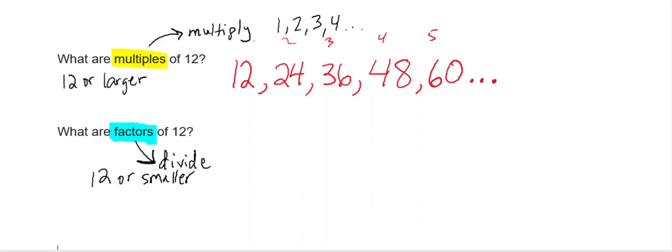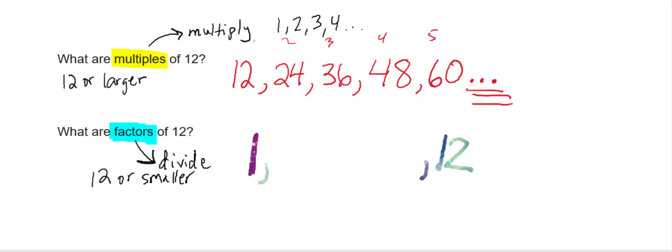Multiples will continue. Whereas factors have a specific list and it is not going to continue like multiples. There are an exact number of factors. When I'm finding my factors, I always start with 1. 1 divides into everything. 1 times what is 12? 12 is the largest factor. So I'm going to put it down here at the end of the list. I'm going to put 1 here at the beginning of the list. 1 is the smallest factor. 12 is the biggest factor.